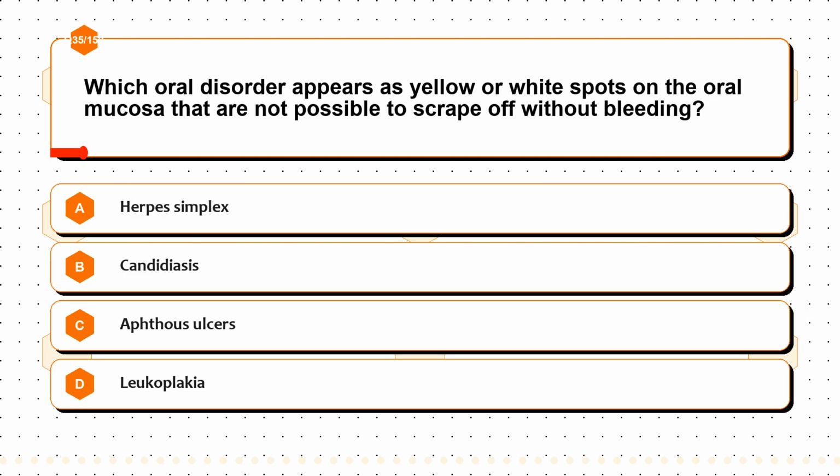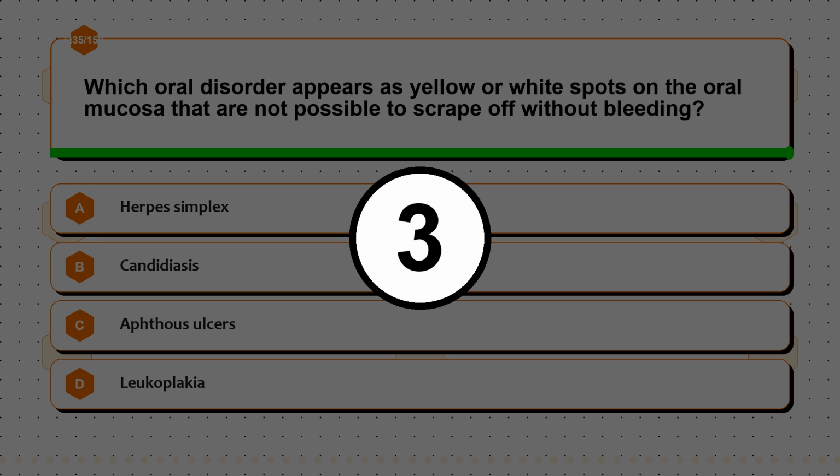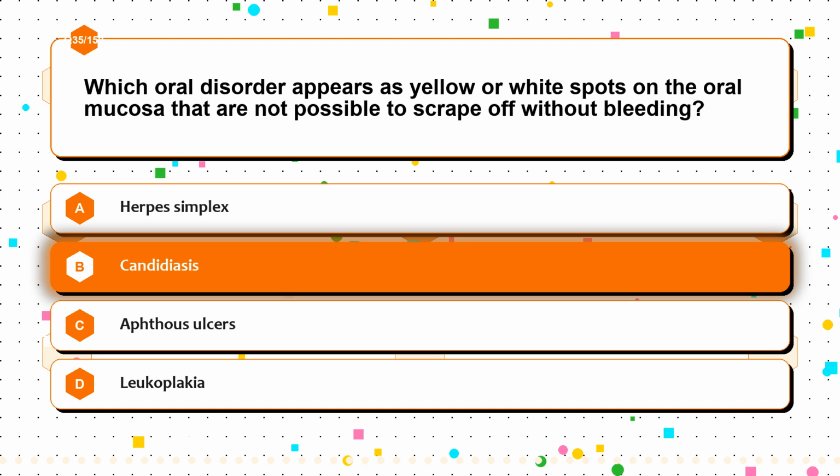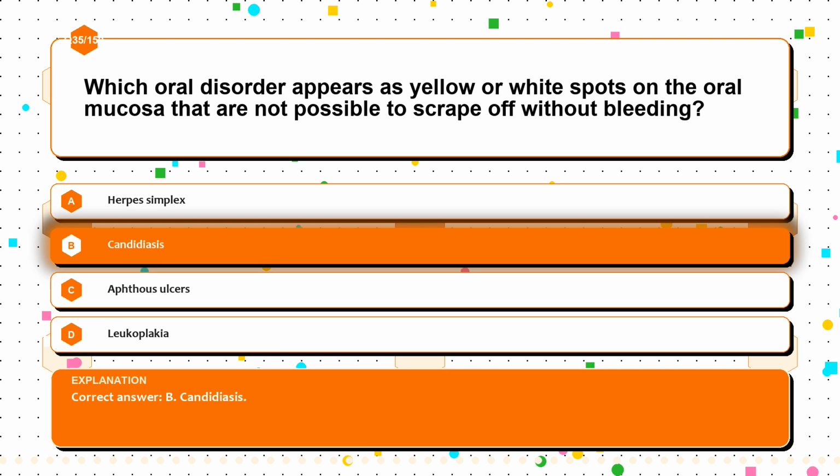Question 35. Which oral disorder appears as yellow or white spots on the oral mucosa that are not possible to scrape off without bleeding? Here are the options. Option A. Herpes simplex. Option B. Candidiasis. Option C. Aphthous ulcers. Option D. Leukoplakia. The correct answer is option B. Candidiasis. Correct answer B.